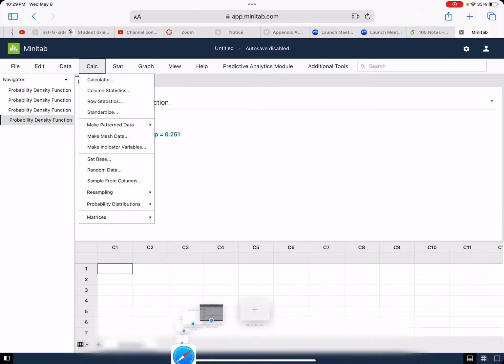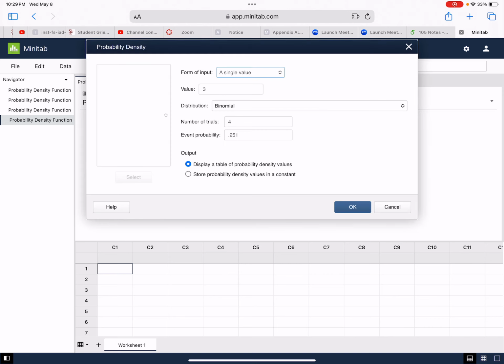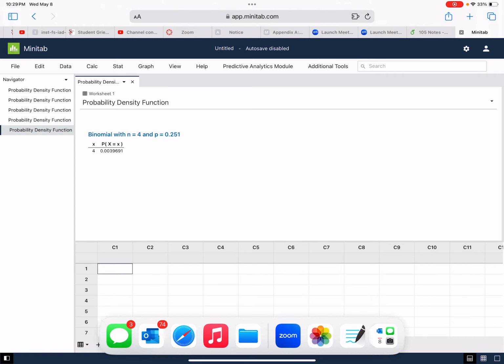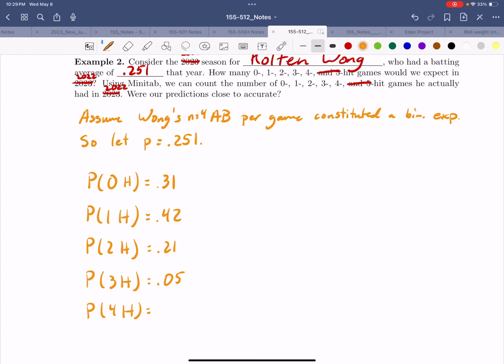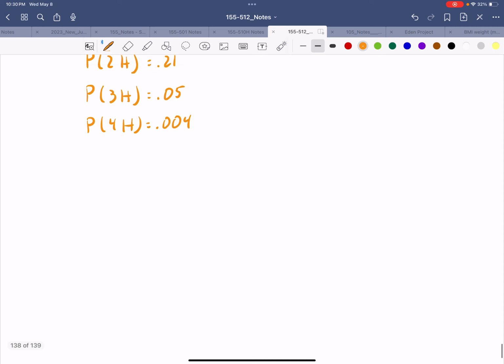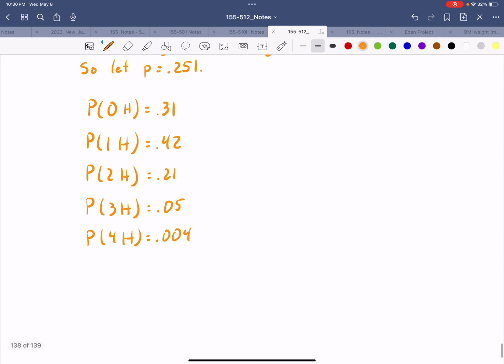what's the probability he goes 4 for 4 with 4 hits per game? Oof. 0.004. I guess I'll go out one more digit in this case, just because otherwise it would be about 0, right? Right. All right, so we have our answer, right? Now, let's compare this to how he actually did, right?